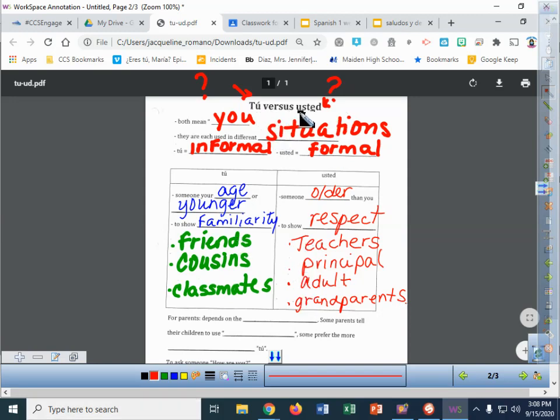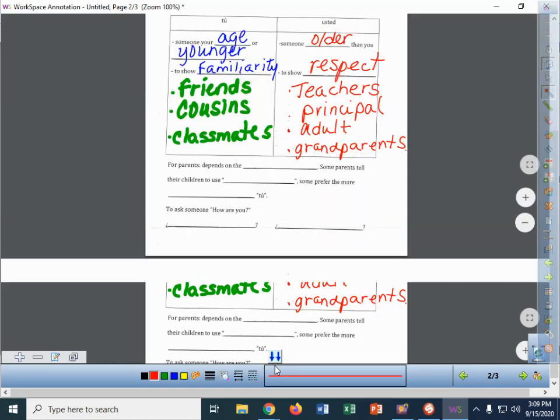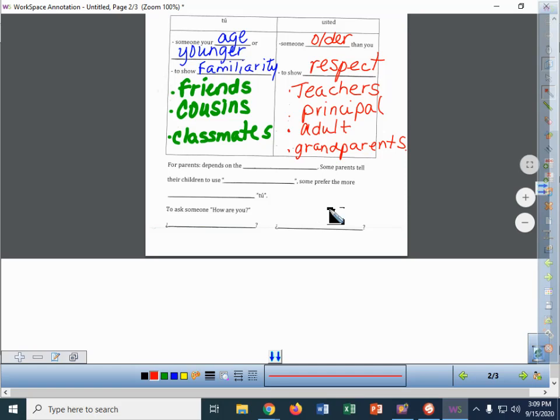So remember, tú y usted, they both mean you. So you just need to know when to use it. Tú is informal and is used with people that are your age or younger, like your friends, your cousins, your classmates. And you use usted for someone that is older than you, and this shows respect. Like you need to use usted with your teachers, your principal, adults, grandparents. And excuse my handwriting, but I'm using my teacher notepad and I'm not a fan of it. But my handwriting is not like this.